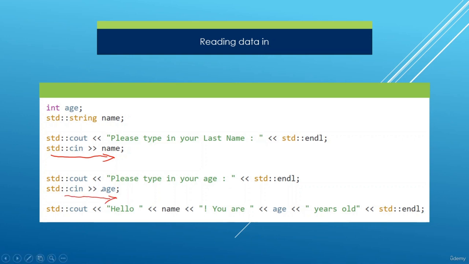variable here. After we collect the data from the user, we're going to print that, and we're going to say hello. We're going to print the name, and we're going to say they are whatever years old. This is what this program does, and I really hope it makes it clear how data input works through streams in C++.